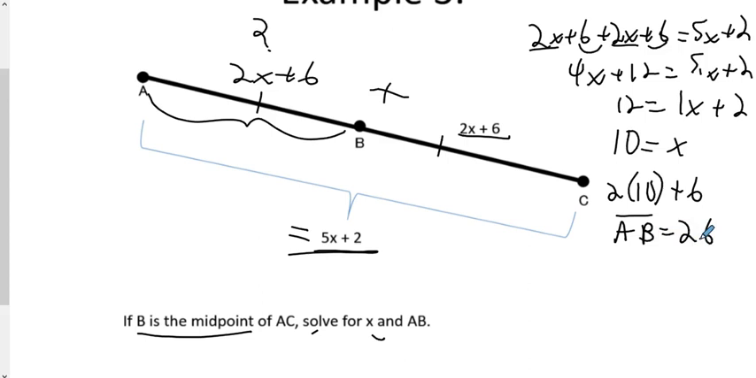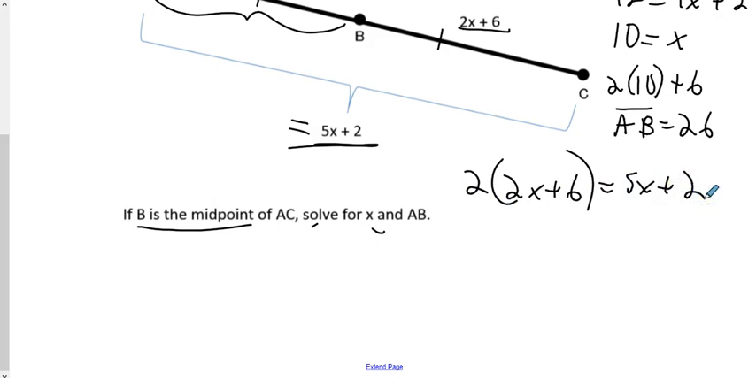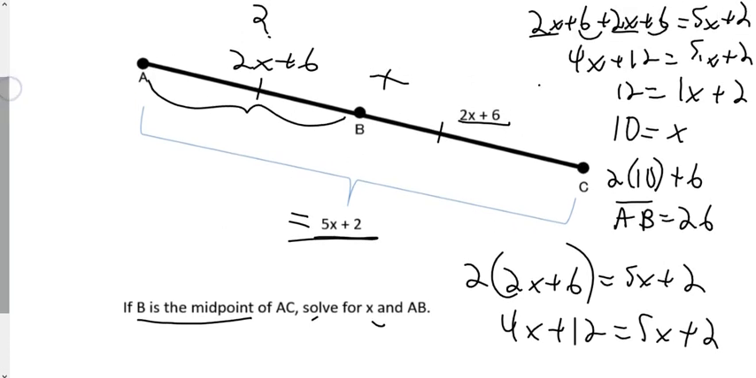Now, another way, it might be a little bit faster for you, is to think 2x plus 6, if I just double it, I get this. And that's going to give me 4x plus 12 equals 5x plus 2. Look familiar? That was the second step right here after I join like terms. So whatever way works for your brain, do it.